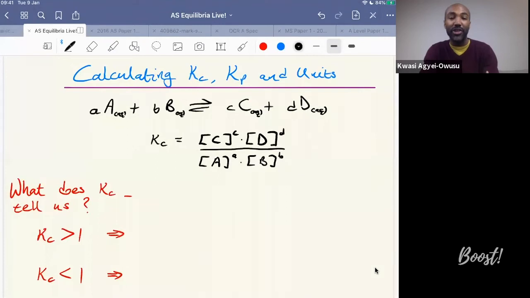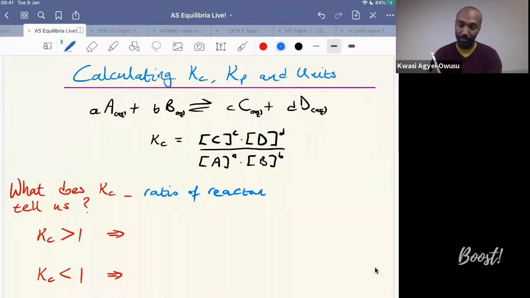And just to remind ourselves what this expression tells us, it tells us about the position of the equilibrium. So it gives us a ratio of reactants to products, or perhaps more accurately, products to reactants, seeing as we've got the products as the numerator. And this tells us where the position of equilibrium lies.